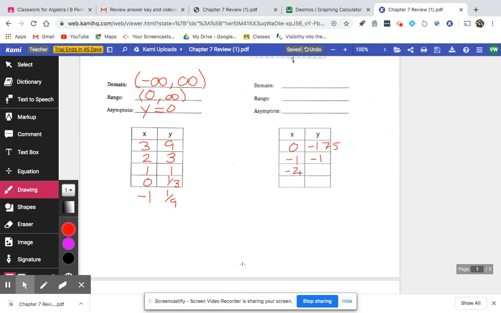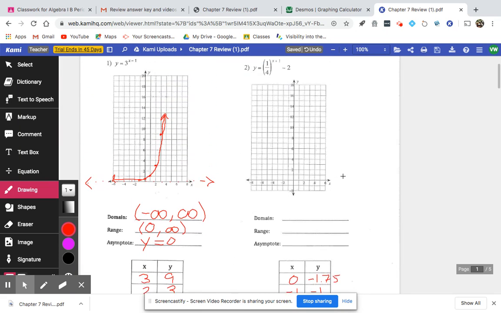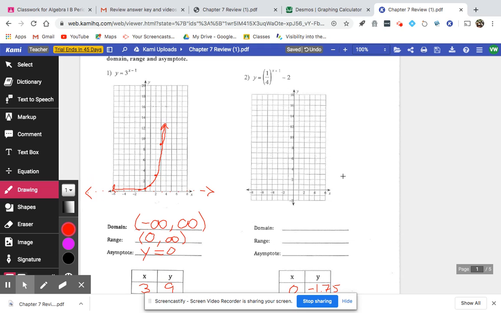Then I'm going to pick negative 2. I'm going to get 2 out. And that's supposed to be a 3, negative 3. And you should get 14 when you do that. If you don't believe me, Google it or use your calculator. Here we go. (0, negative 1.75) is somewhere right down there.